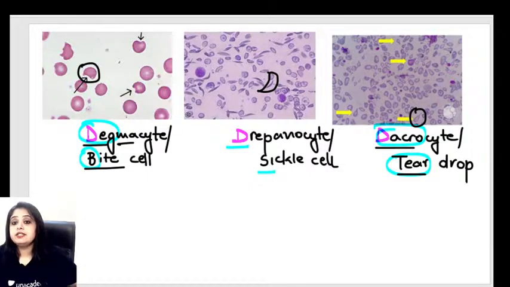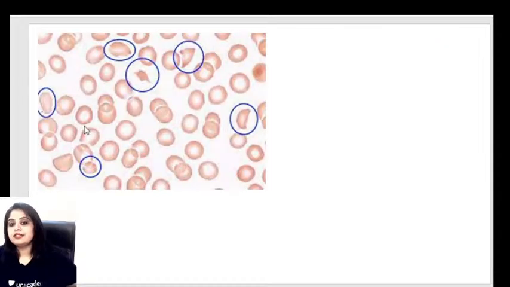Let's move on to the three Ds, which are most confusing. I hope those are over. Now let's move on to the next one. Here all the weird RBCs are encircled, and you'll say, ma'am, I can't come to a conclusion. All of them are of a different shape. This one is looking a little pointed. This one is looking like a triangle. This one is looking like a helmet. So all weird kinds of shapes are put up over here.